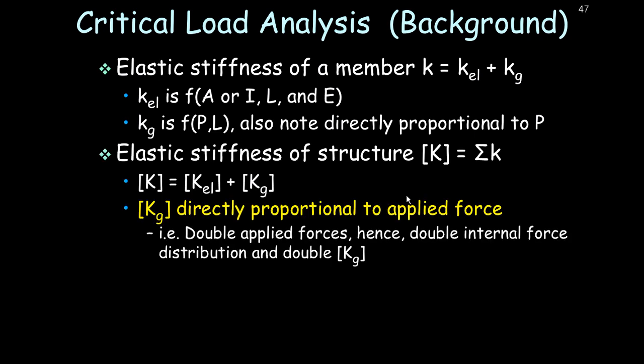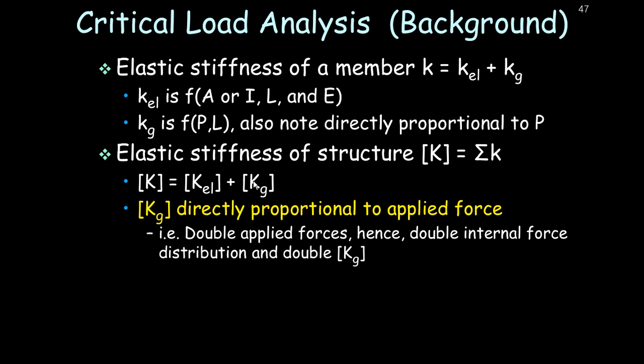Now if we take a look at the stiffness of the entire structure, we could break it into two parts. One, the stiffness reflected by just the first order elastic stiffness, and then we could take all of these k_g's and sum them together, and we get what's called the geometric stiffness of the structure. An important element is that the geometric stiffness of the structure is proportional to the applied force. In other words, for each of those members, the geometric stiffness was proportional to the axial force in the member, and the axial force in the member is proportional to the applied force.